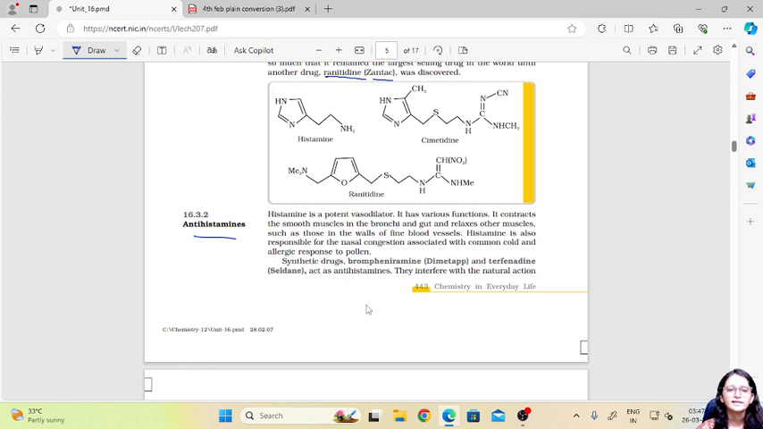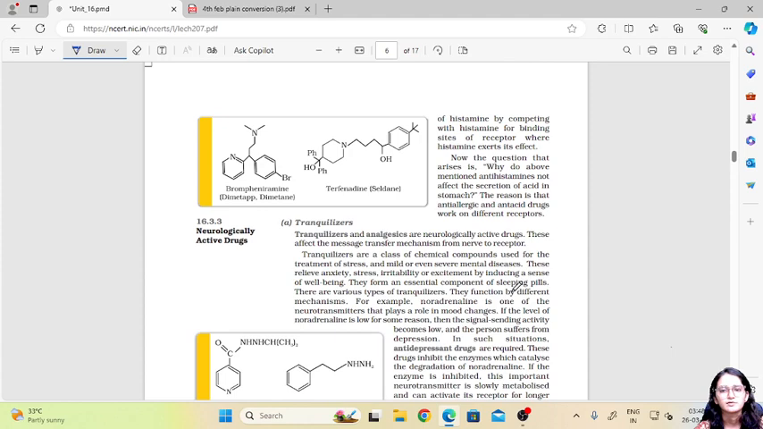Next is antihistamines. Histamine is a potent vasodilator. It contracts the smooth muscles in the bronchi and gut and relaxes other muscles. Which drugs are important here as antihistamines? Synthetic drugs like brompheniramine, also called Dimetapp, and terfenadine, called Seldane, act as antihistamines.